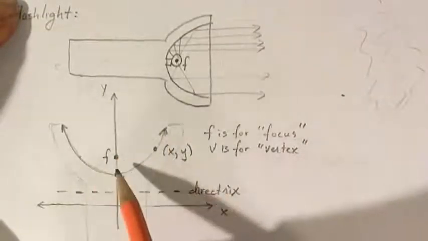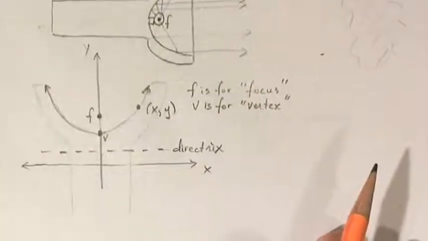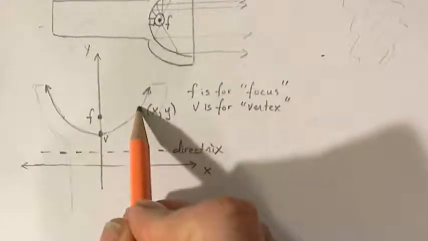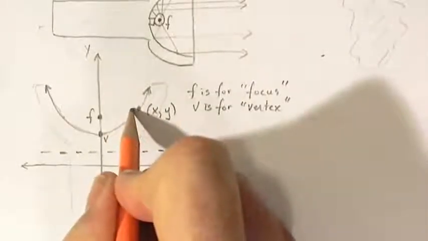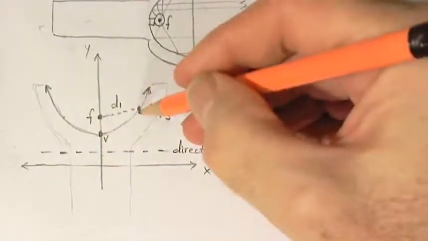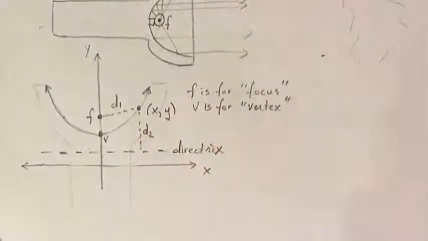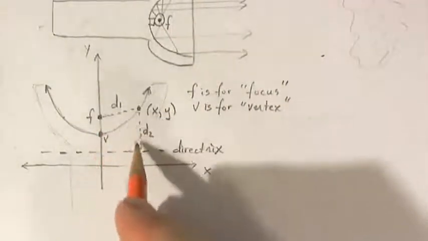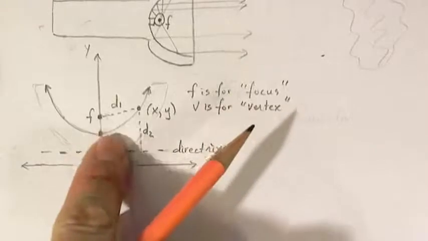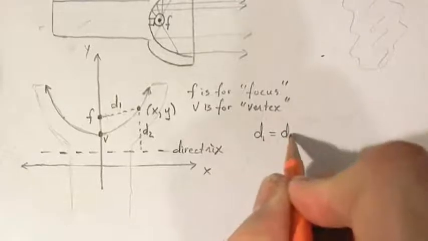Now, with these things marked, we have everything that we need to explain how you get the equation of a parabola. Instead of measuring the distance from x, y to the center, we actually measure the distance from x, y to the focus, and we also measure the distance from x, y to the directrix. So that's kind of interesting. Instead of having one distance like we did for the circle, we have two distances. And the relationship is that these two distances must be equal.